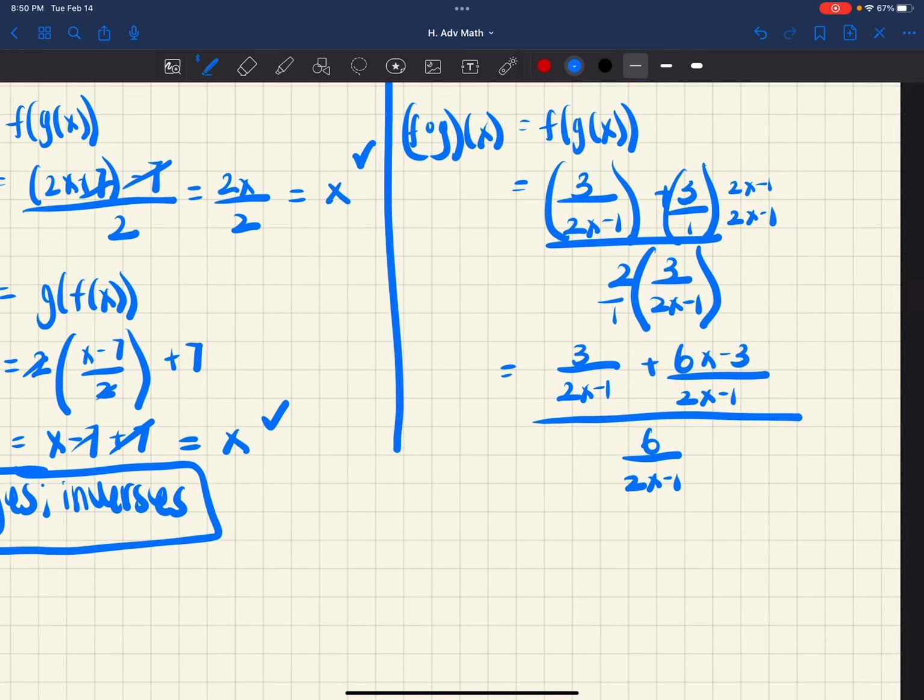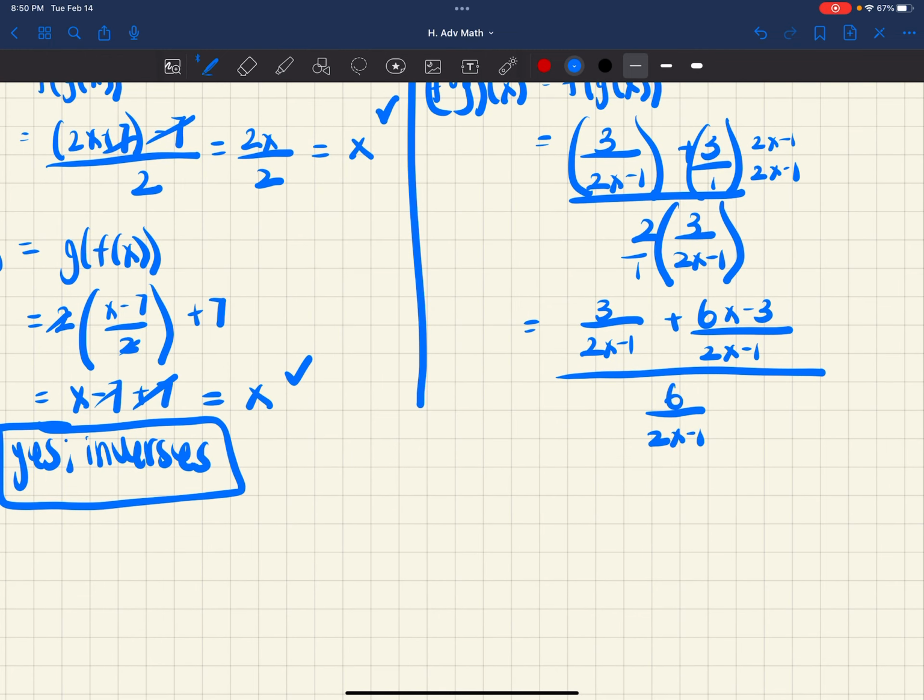Here, in my numerator, I can see that 3 can be combined with this minus 3. I have a positive 3 and a minus 3, so those two eliminate out. So this will turn to just 6 over 2x minus 1 over 6 over 2x minus 1. And if you notice here, this is a complex fraction.